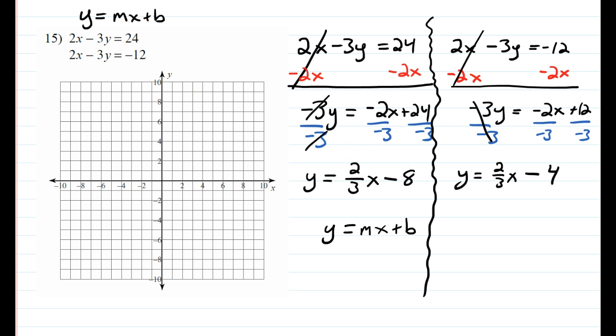So let's go ahead and graph the first equation. So we're going to start at -8, and that's our y-intercept. And we're going to go up 2 over 3, up 2 over 3. There's that first line. Now let's graph the second one. Here we have a y-intercept of -4, so we start here. And we go up 2 over 3.